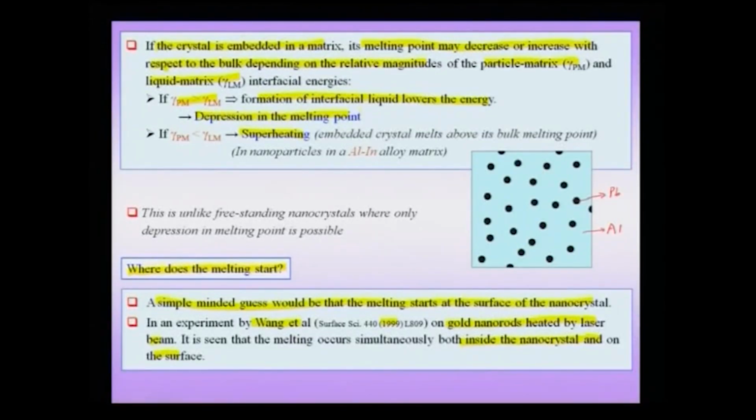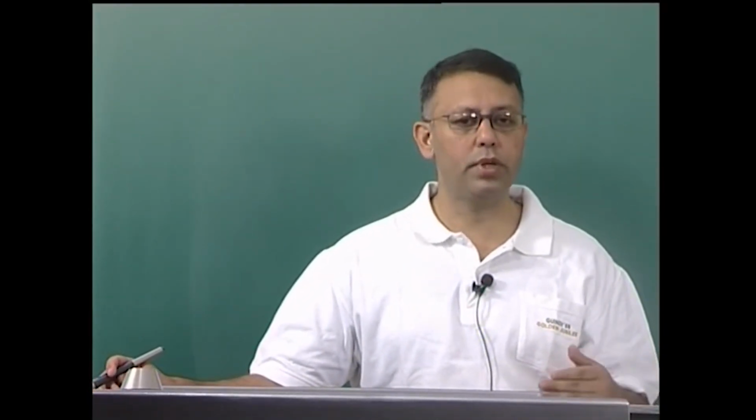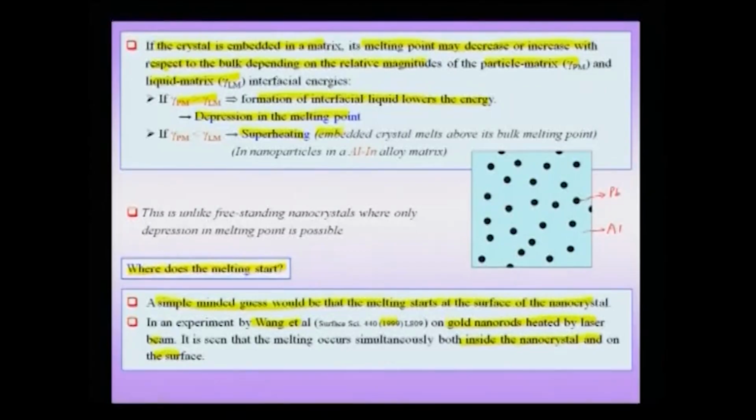The opposite would be true if the gamma particle-matrix is lower than the gamma liquid-matrix. In such a case, you would observe an elevation in melting point, which is called superheating, and the embedded crystal will melt above its bulk melting point. And this is observed in an example of aluminum-indium alloy matrix. So, suppose you had aluminum-indium particles in an aluminum alloy matrix, then you would actually observe an elevation in melting point, which is called superheating.